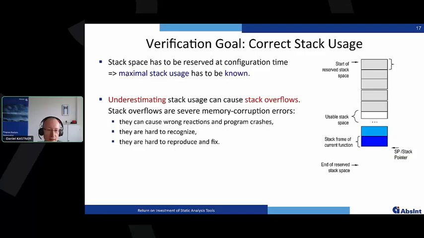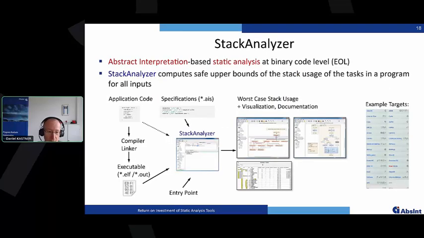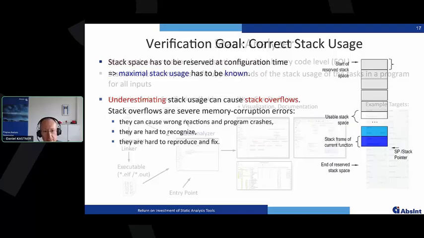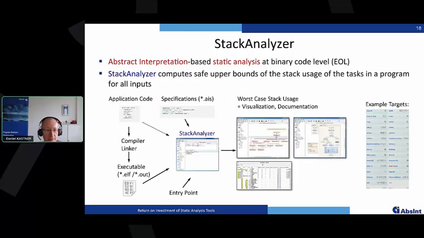And if you run out of stack, you can trigger a stack overflow, and those severe errors, when they happen, are typically hard to detect. They can cause crashes or invalid erroneous behavior, and it is really hard to find out whether some defect you're looking at is really a stack overflow. And the idea of abstract interpretation-based static analysis is basically to prove that you can never have such a stack overflow.